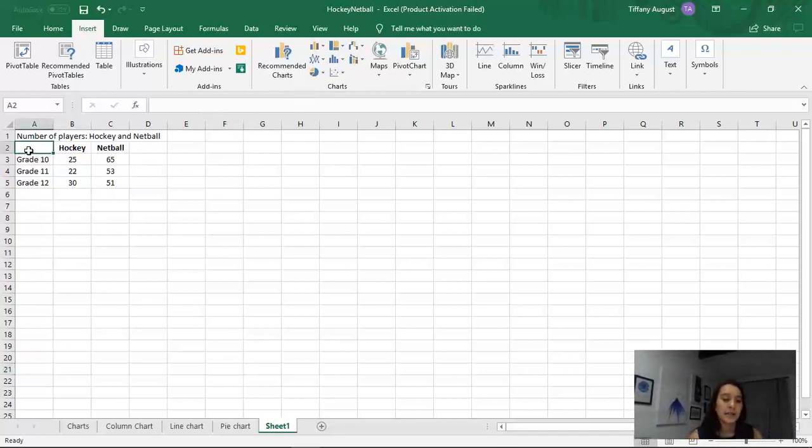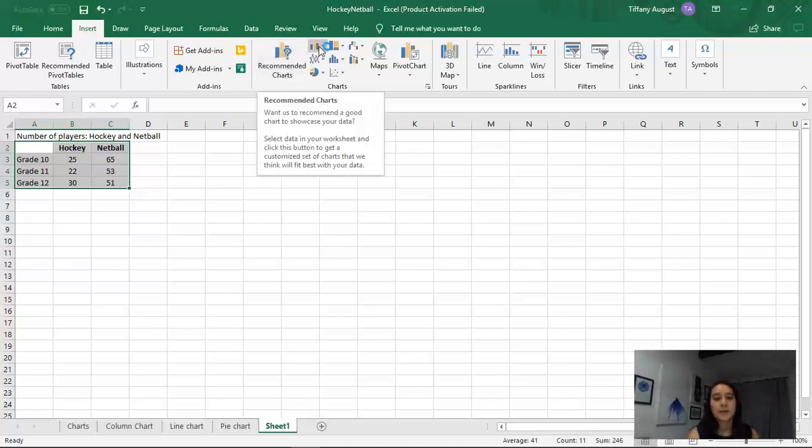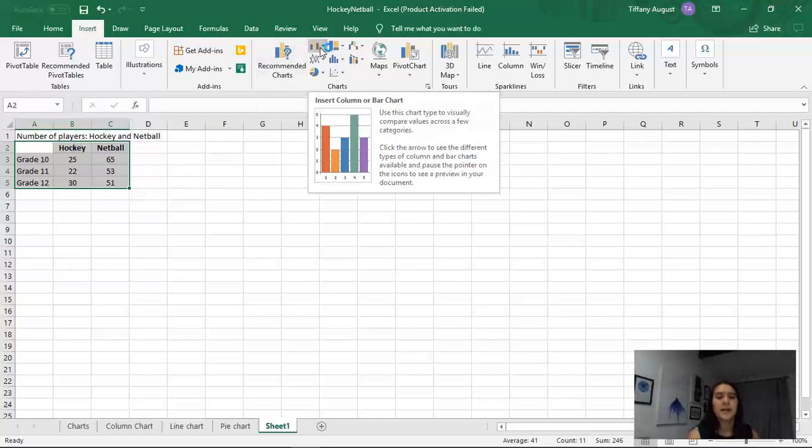Right, so I'm going to click on the cell there because that's where I'm going to start. Okay, and I'm going to highlight across the rows to highlight hockey and netball, and down the grades and the amounts of the learners that play that sport. Once that has been highlighted, we go to insert. If your insert tab is already not selected, you go up to charts. You can see here's recommended charts. The first one up here, if we hover, is your insert column or bar chart.